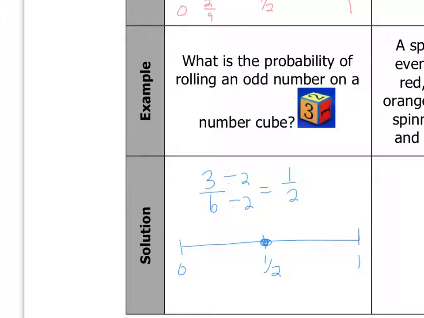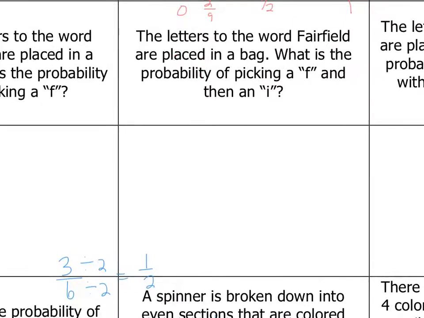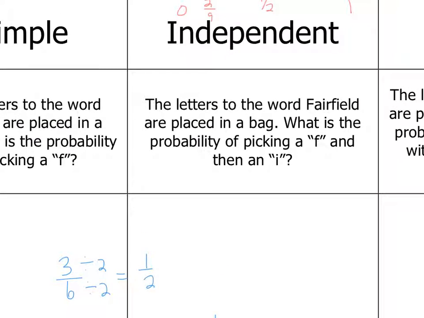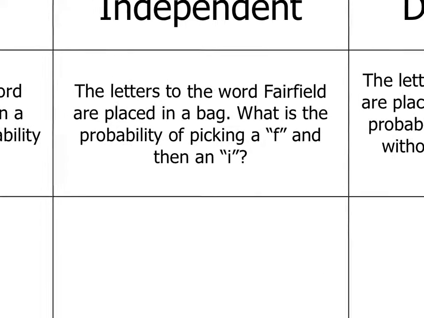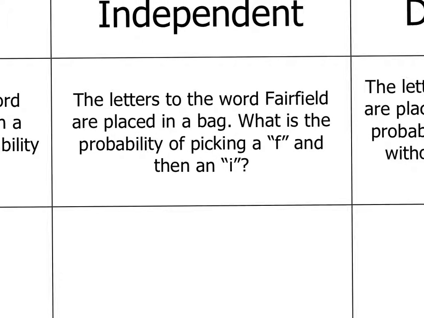Now, independent probabilities means that we are going to be taking the probability twice. So let's read the first problem. It says, the letters in the word Fairfield are placed in a bag. What's the probability of picking an F and then an I? So we will talk about the first probability, and that one is going to be the chance of getting an F, which is 1, 2 out of 9 total.